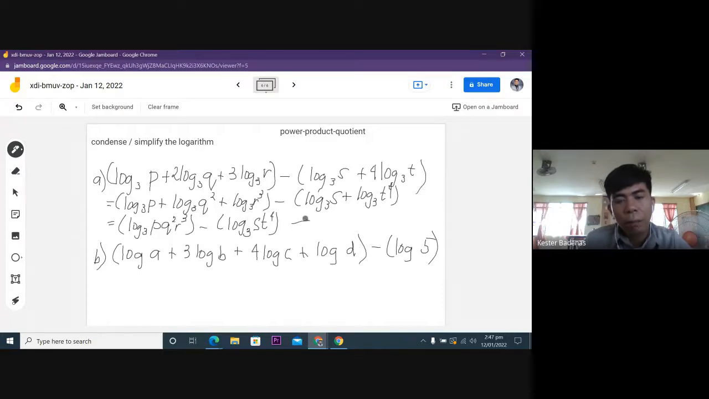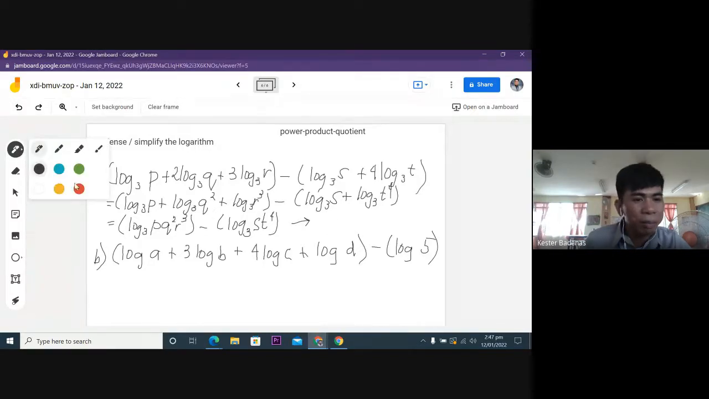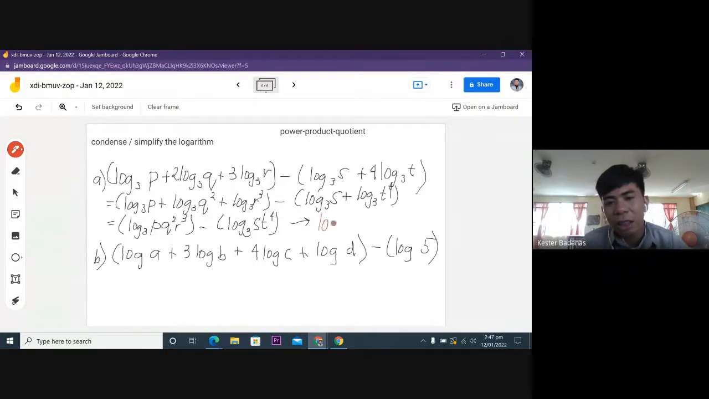So now apply the quotient rule, pagsamahin, magiging logarithm. So the answer is logarithm of p q squared r cubed over s t raised to 4 with the base 3.